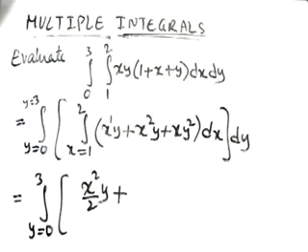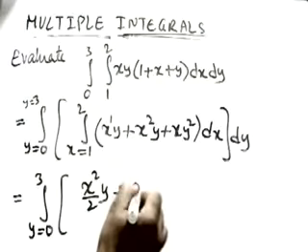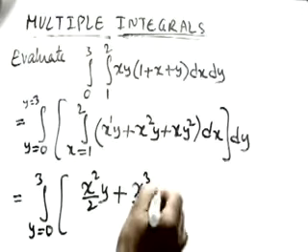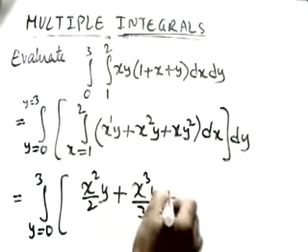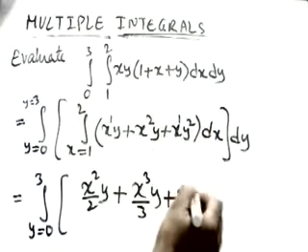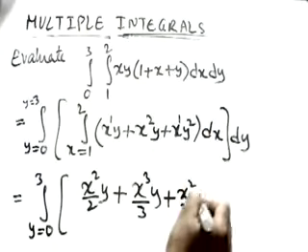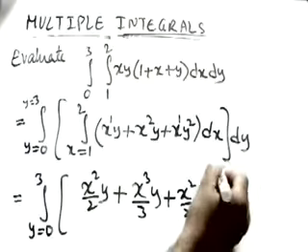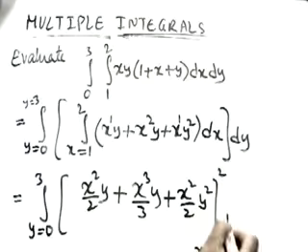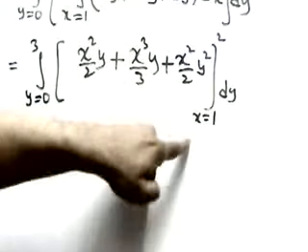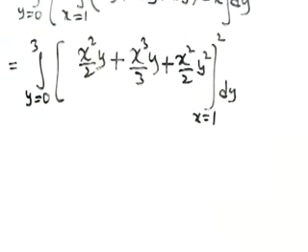In the same way, integration of x power n is x power n plus 1 by n plus 1. So this will be x power 2 plus 1, 3 by 3, y as it is, plus here no. Integration of x, again we have done the same, x power n plus 1, 1 plus 1, 2 by 2, y square as it is. When we integrate, we have to write the limits here, x equals 1 to 2, dy.